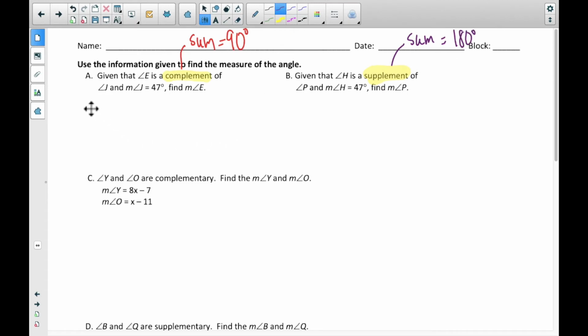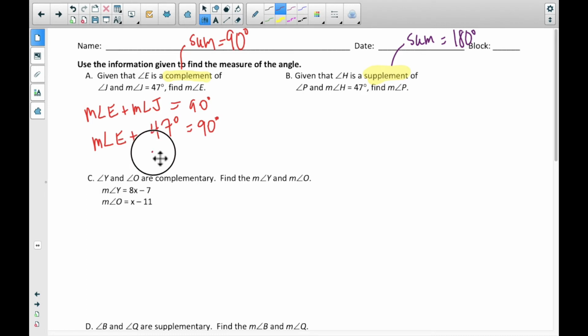All right, so we're going to look at this. We're going to say, given that E is a complement of J, and J is 47, what is E? Well, the definition of complementary is they add up to 90 degrees. So I'm going to say E and J have to add up to 90, but I already know that J is 47. So now I'm ready to solve and find out how much E is.